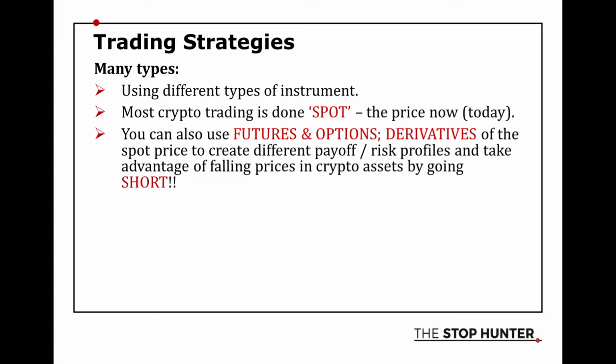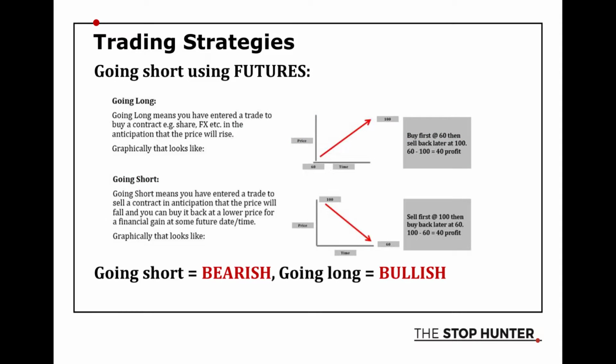And what does that mean? Very simple example for you. Going long means you're taking advantage of the market going up, and that is known as bullish. And as you can see in the example here, we've got something that we bought at 60 right now, and then at a later point, say 2 or 3 weeks later, it's got to 100. We close out and we've made 40 points.